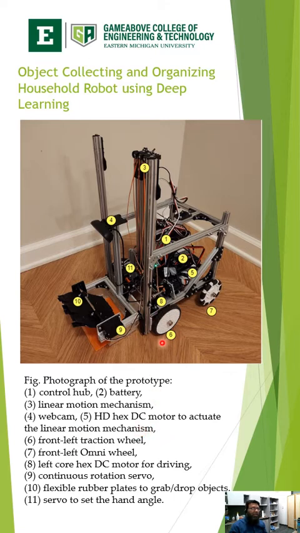Number 6 is the traction wheel. Number 7 is the omni wheel. And number 8, which is at the left side of this traction wheel, is the hex DC motor for driving. Then number 9 is the continuous rotation servo motor, which rotates number 10, the flexible lever plates, to grab and drop objects. And at number 11, we have a servo motor to set the hand angle.